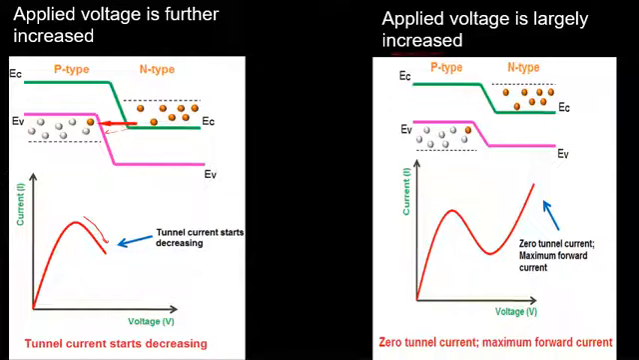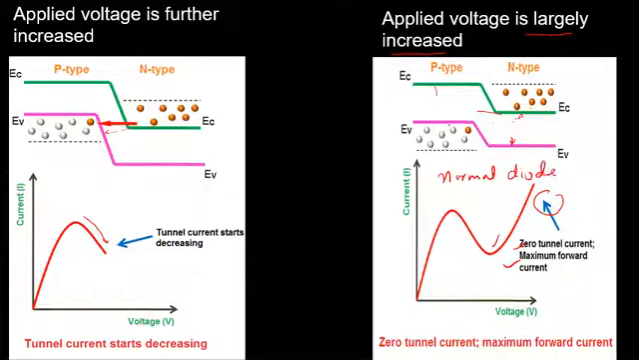Next, when the applied voltage is largely increased, you can see that there is zero tunnel current and maximum forward current. Why is there now zero tunnel current? The conduction band and valence band of the n-type semiconductor are now largely misaligned with the conduction and valence band of the p-type semiconductor. There is a large misalignment between the bands of the p-type and n-type semiconductor. So at this point, the tunnel diode behaves as a normal diode.